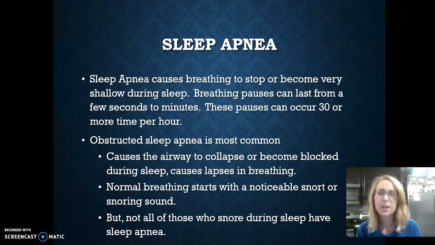Sleep apnea. Sleep apnea causes breathing to stop or become very shallow during sleep. Breathing pauses can last from a few seconds to minutes. These pauses can occur 30 or more times per hour. Obstructive sleep apnea is most common, causes the airway to collapse or become blocked during sleep, causing lapses in breathing. Normal breathing starts with a noticeable snort or snoring sound, but not all of those who snore during sleep have sleep apnea.